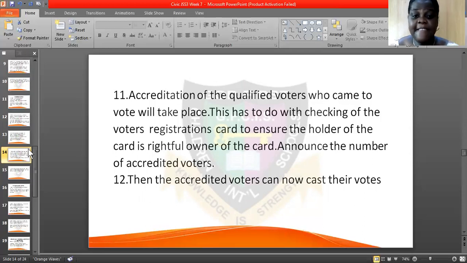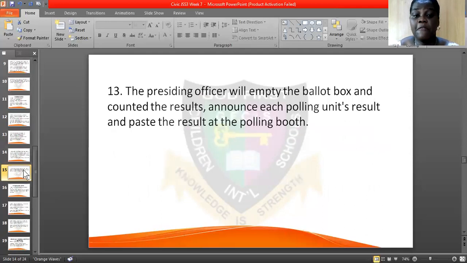Note this, they will announce the number of the accredited voters. If 80 voters are announced at the point of accreditation, by the time they conduct the voting, it must not be more than 80. That is the importance of the announcement of accredited voters. Then the accredited voters can now cast their votes. Those are the processes of voting.